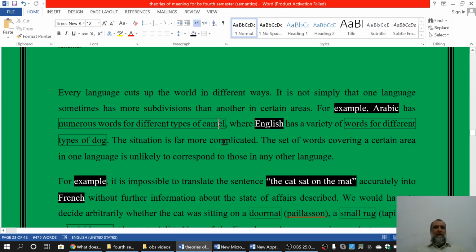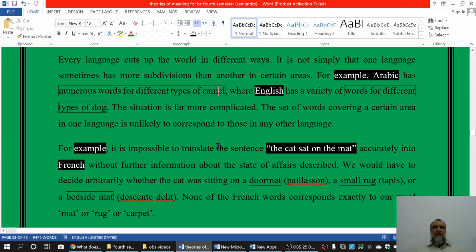For example, Arabic has numerous words for different types of camel, where English has a variety of words for different types of dogs. Arabic में camel के लिए मुख्तलिफ नाम है, English में dog के लिए मुख्तलिफ नाम है. The situation is far more complicated. मतलब सिर्फ ये बातें नहीं हैं, और complications भी हैं जिसका हम नीचे जिक्र करते हैं.